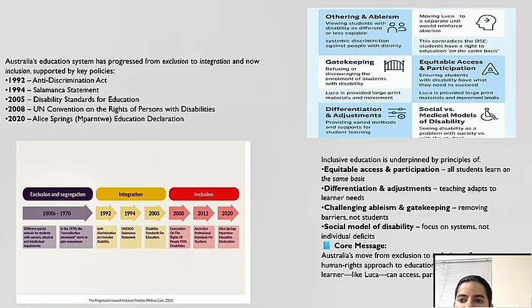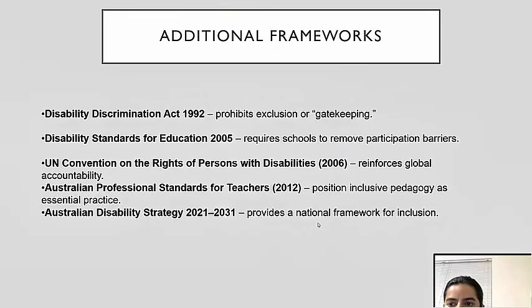What grounds this shift is a clear line from human rights philosophy to educational policies. If we take time to look at these policies, we can clearly see that they reflect the social model of disability, which shifts attention away from individual impairments and towards systemic barriers that restrict participation. Importantly, in Australia, these global commitments translated into national enactments like the Disability Discrimination Act and the Disability Standards for Education, forming the ethical and legal foundation of inclusive schooling.